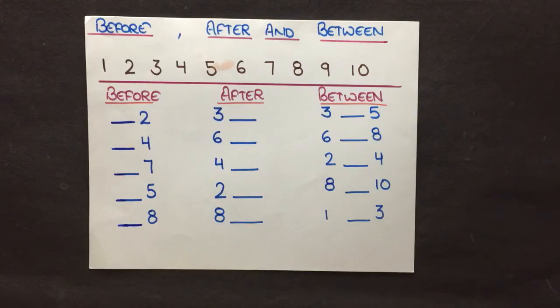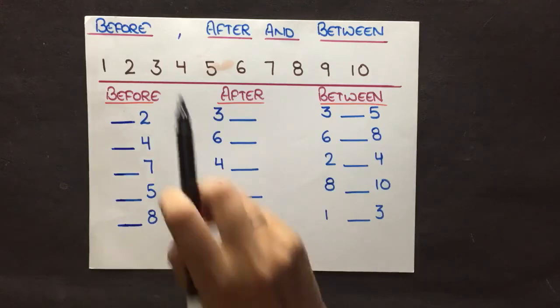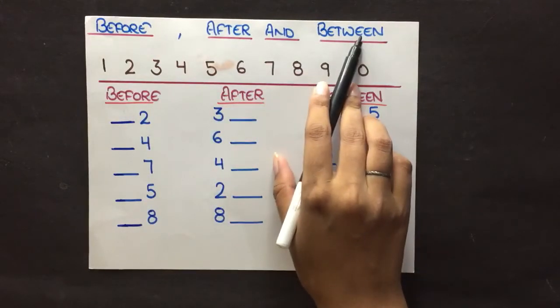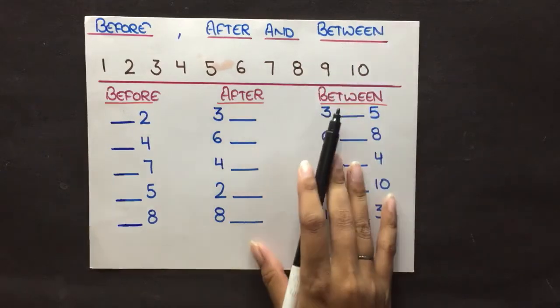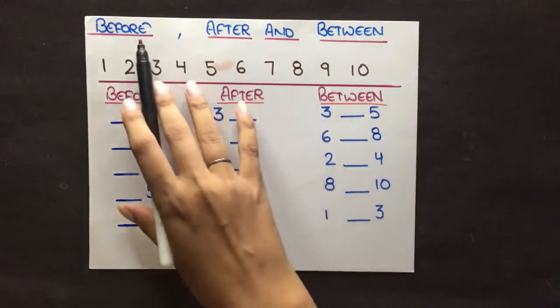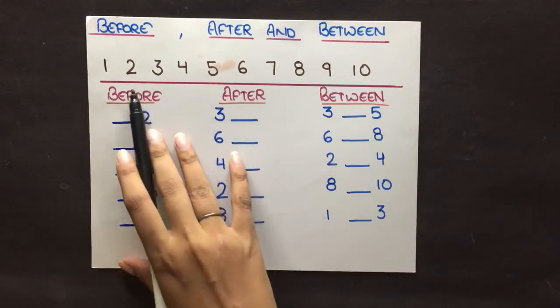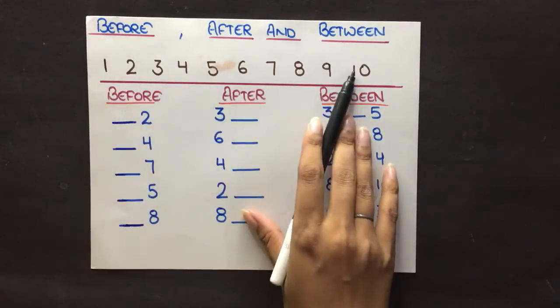So, I am back with a new topic, that is before, after, and between. First, I will explain to you how we find out before, after, and between numbers. So, let's start with the numbers 1 to 10.